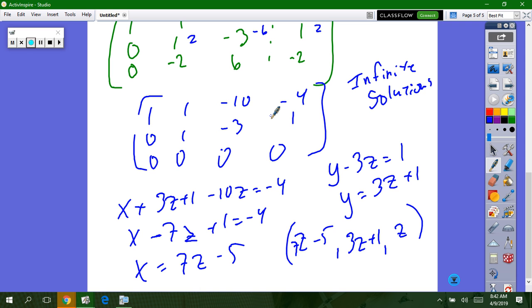What do you guys think a no solution would look like? You'd have zeros across the bottom, and this would equal like 7, or a number. And that would be a no solution. Do I have to go anywhere further when it's a no solution?